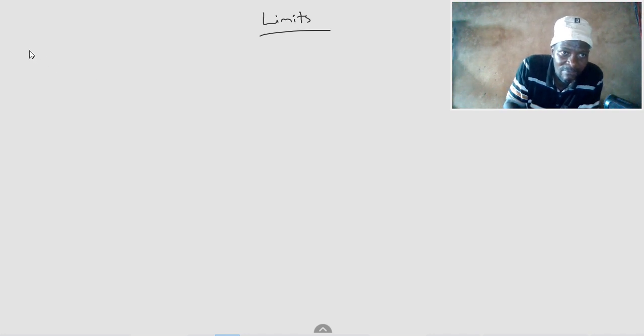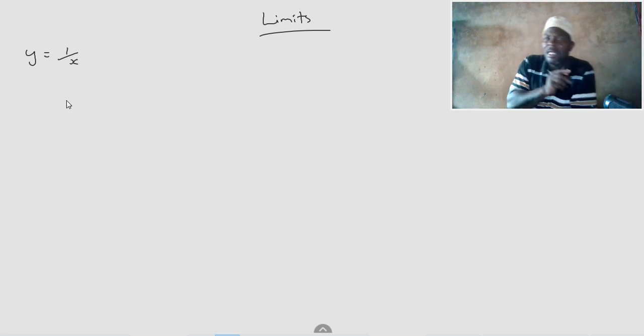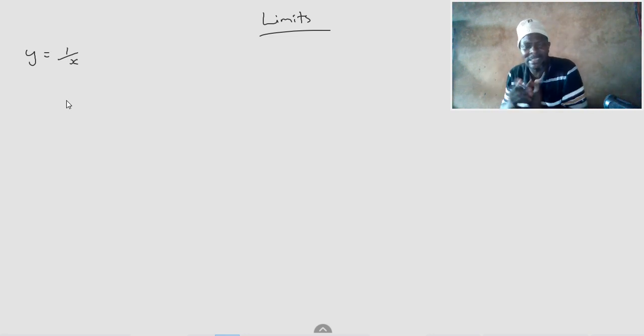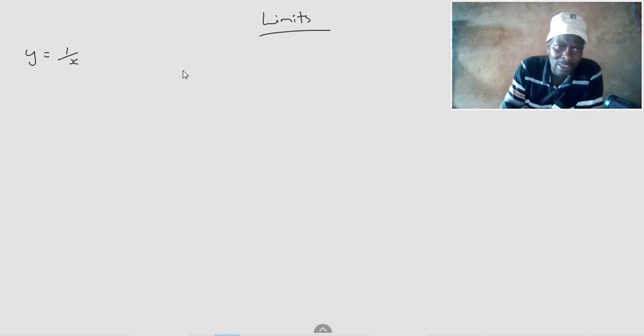Let's say you have a function y is equal to 1 over x. If you have a quotient in this case, the denominator cannot be equal to 0. Otherwise, it will give us an infinite value, and we can't really determine the actual value of infinite. So what do we then mean?